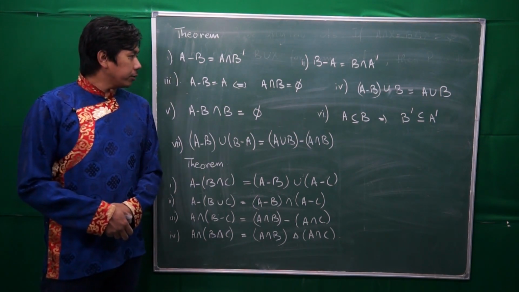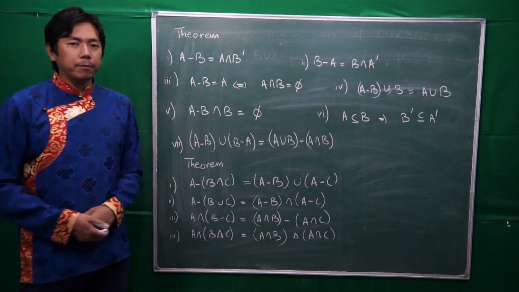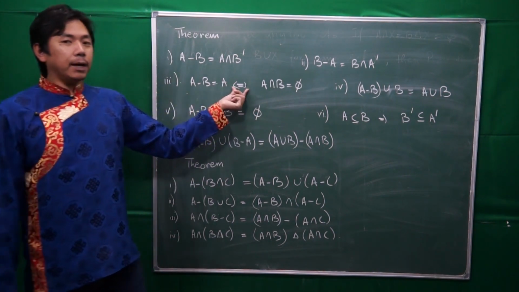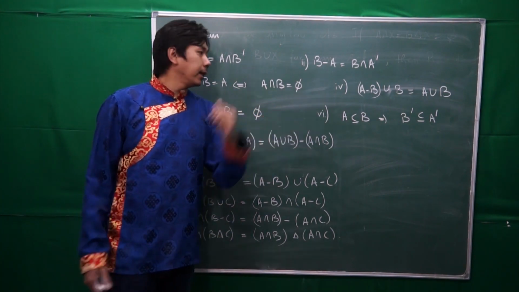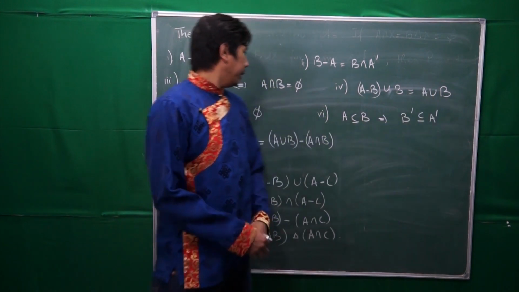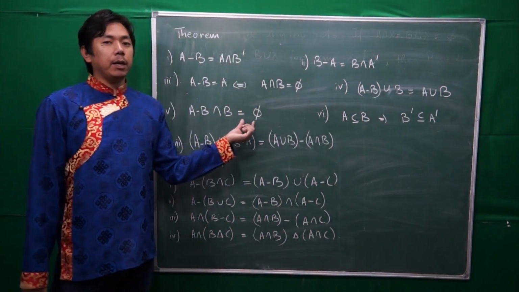Okay. And then you try to search about the derivations, how they come about. I'll do few of them though. All right. So A minus B equals A. This implies that A intersection B is a null set. Similarly, A minus B union B equals A union B. And then A minus B when intersection with B will give me a null set.